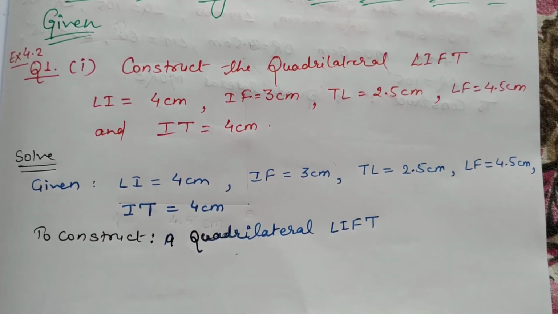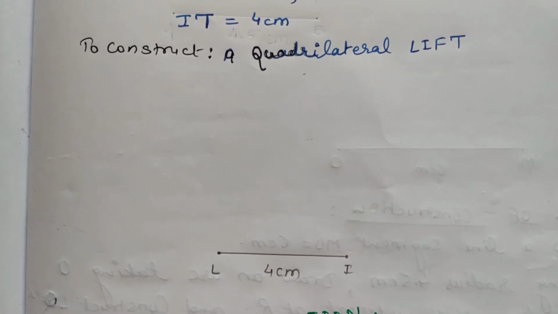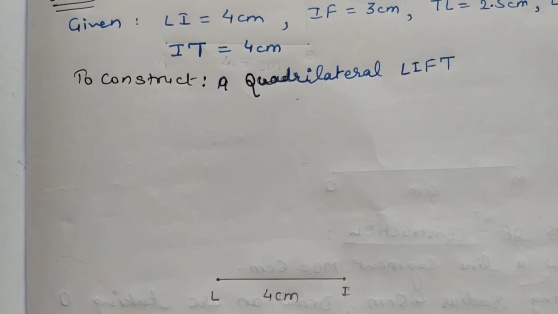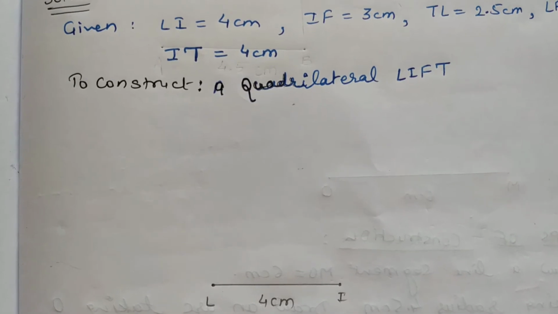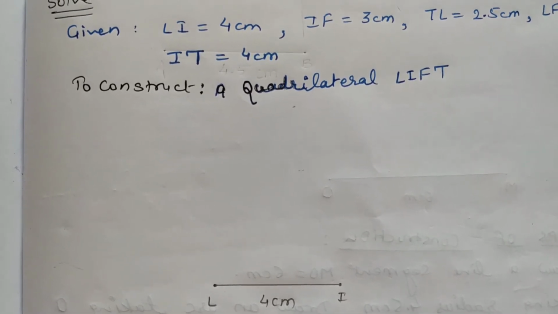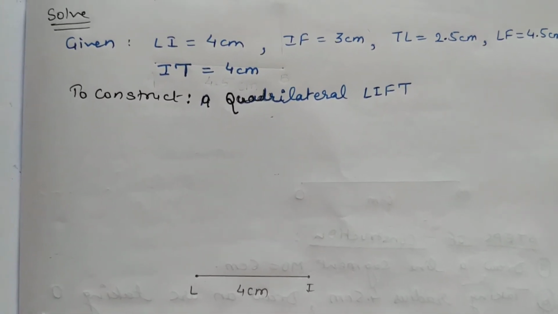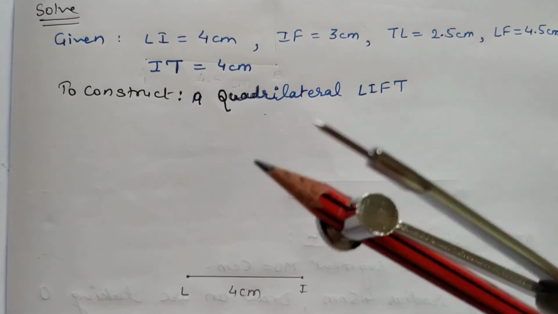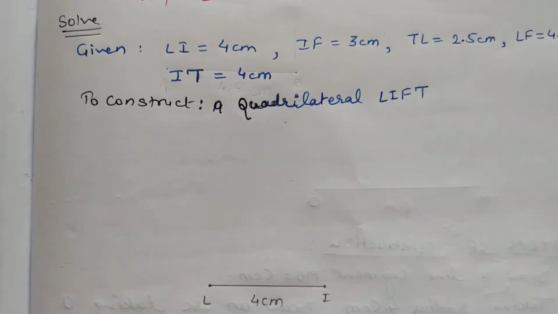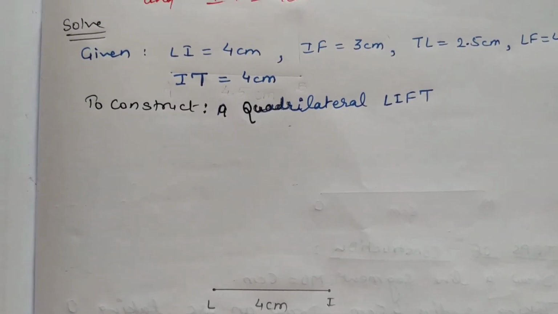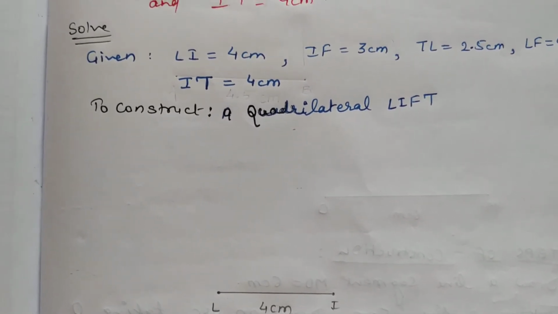So with the help of a ruler, draw LI equal to 4 cm. Now here we have two vertices, L and I. Related to these vertices we draw arcs. IF is equal to 3 cm. So adjust the gap between the compass needle and pencil to 3 cm. Now draw an arc of radius 3 cm from center I.